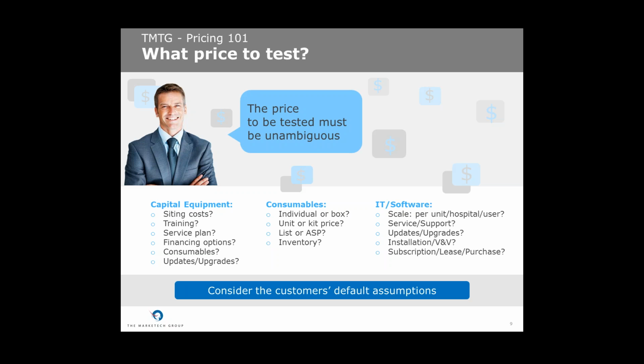So the bottom line with the price to test is that you must be unambiguous and make sure that you are asking questions that consider your customer's default assumptions. If you're asking about a product that often comes in a box, be very clear that you're asking about the price for a 5-unit box or a 10-unit box or per individual unit. Now, other considerations are tax. In the EU, especially for large capital equipment, prices are often presented with tax included, whereas in the US, tax is not included. So it may be important to specify whether tax is included or not.